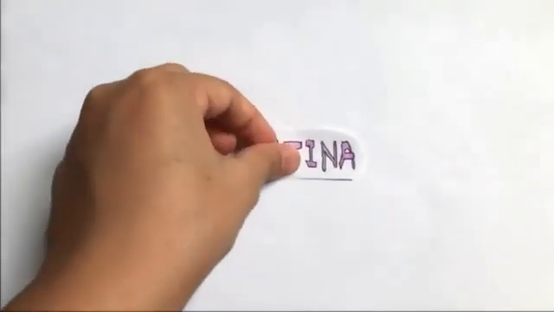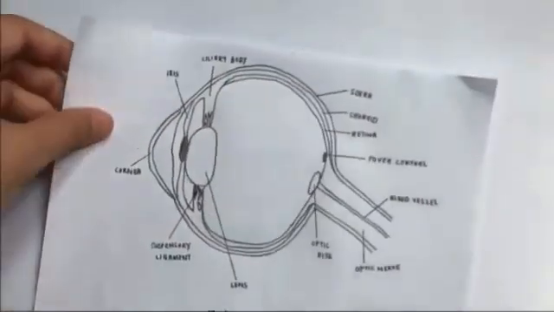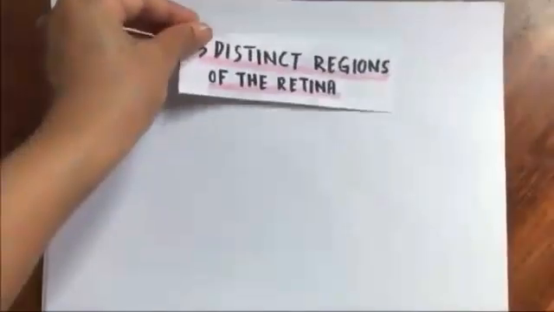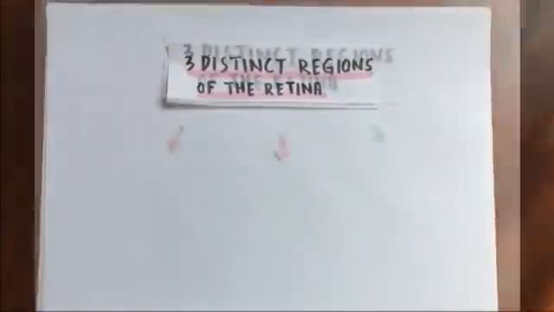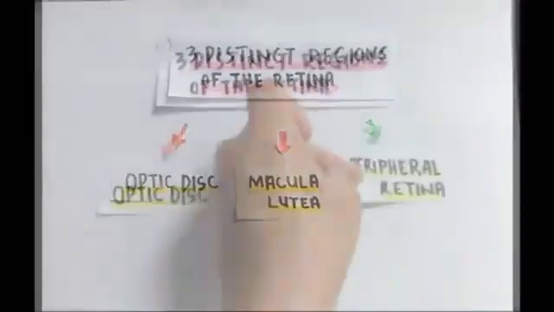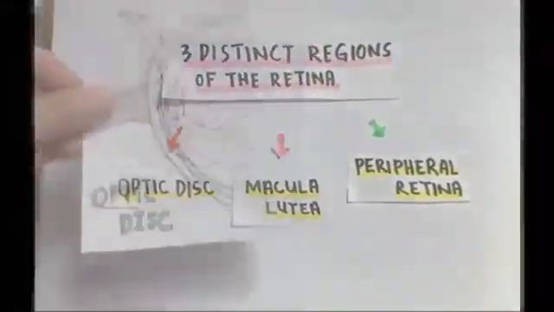Now I'm going to talk about the retina. So this is the cross-section of the eye, and there is the retina. The retina has 3 distinct regions. The first one is the optic disc, the second one is the macula lutea, and the third one is the peripheral retina.